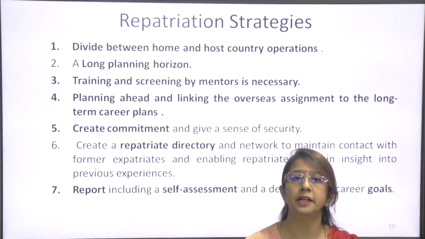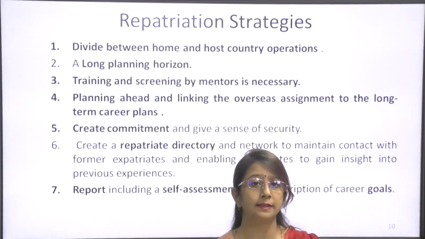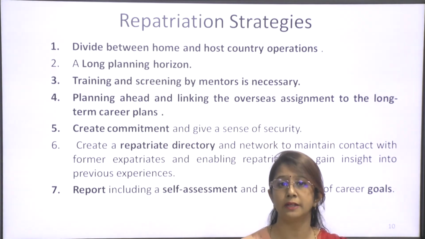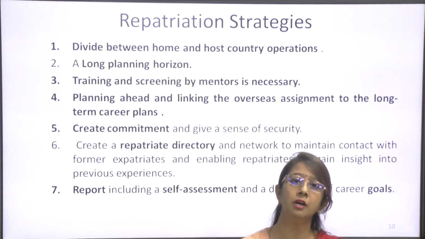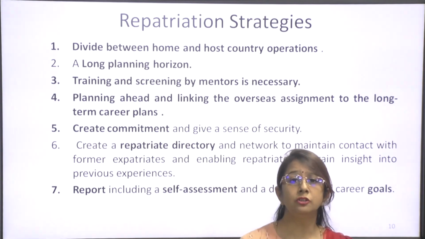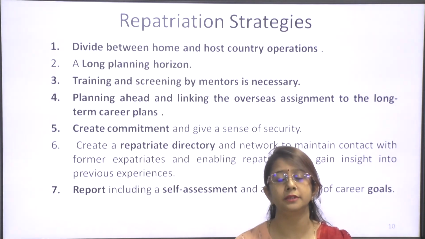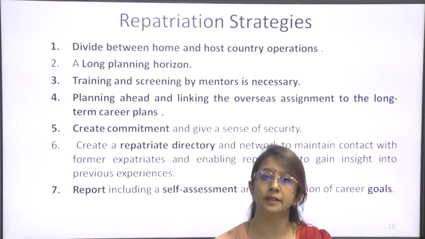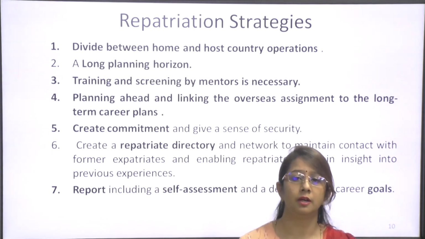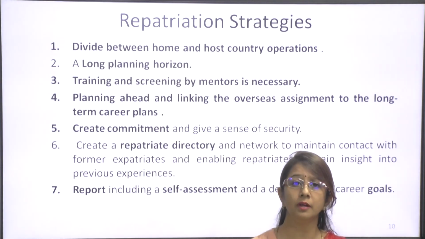Planning ahead and linking the overseas assignment to long term career plans. You need to plan ahead as HR management. That means, once you are planning the expatriation of a person, you need to plan the repatriation of that person after his overseas assignment is complete. There should be a clear cut commitment from the management about what will happen to the career stages, the designation, compensation or salary package of the person once he returns to the organization or the home country. So, this calls for a clear commitment.